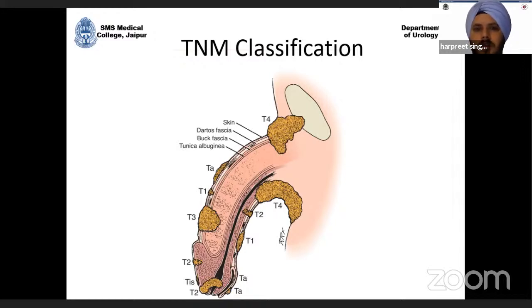Now, pathologically, N1 is when less than two inguinal lymph nodes are involved. N2 is when more than three inguinal lymph nodes or bilateral lymph nodes are involved. And the N3 is when there is an extranodal extension or there is pelvic lymphadenopathy.